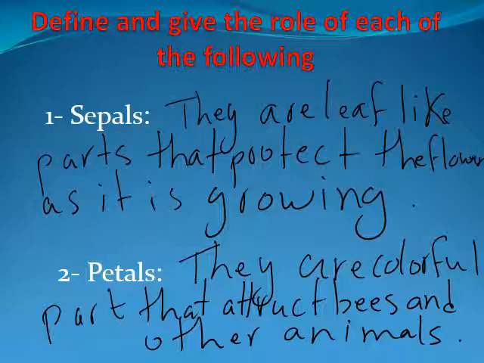Okay, so what are petals? Petals are the colorful part of the flower. They have different colors. They have a beautiful scent, so they attract bees, birds, and other animals. While sepals are leaf-like parts. They look like a leaf. They protect the flower as it is growing.